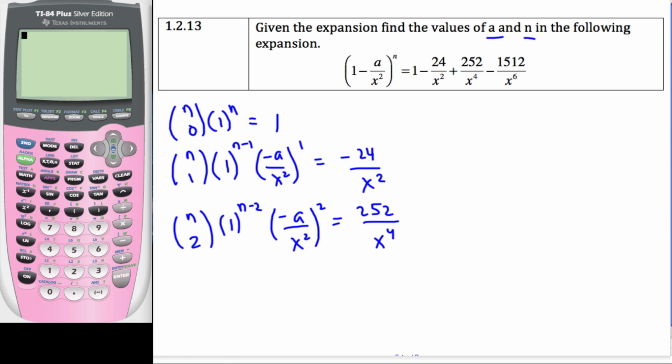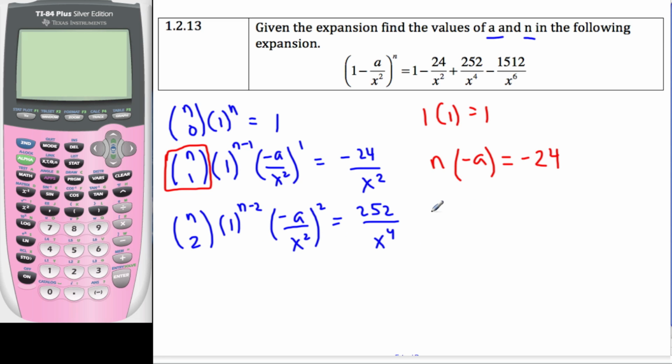Okay, so n choose 0 is, of course, 1. So that's 1 times 1 equals 1. That's no help. N choose 1: now this is a very important property, especially when you're dealing with IB questions. Anything choose 1 is just n. 1 to the anything is going to be 1, and then we're going to have negative a. The x squareds we can just ignore, and that should be negative 24. So negative a times n is negative 24.